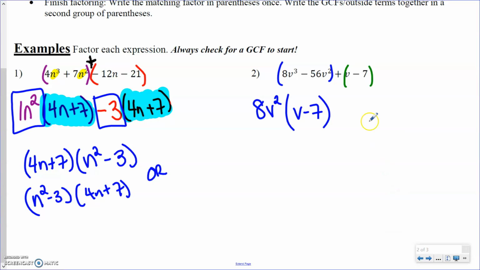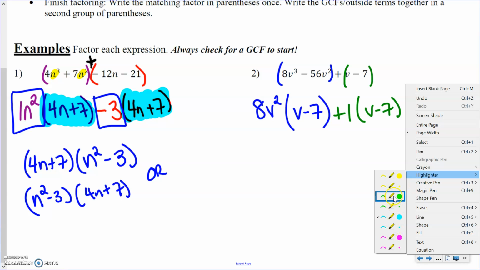This next part is where I see a lot of mistakes. Notice I cannot, because this is really a 1v, I cannot divide anything out except a 1. Students tend to forget to put that 1 there, which will mess up their final answer. Okay, so I can't change that or factor anything, so I'm just going to stick a 1 in front there.